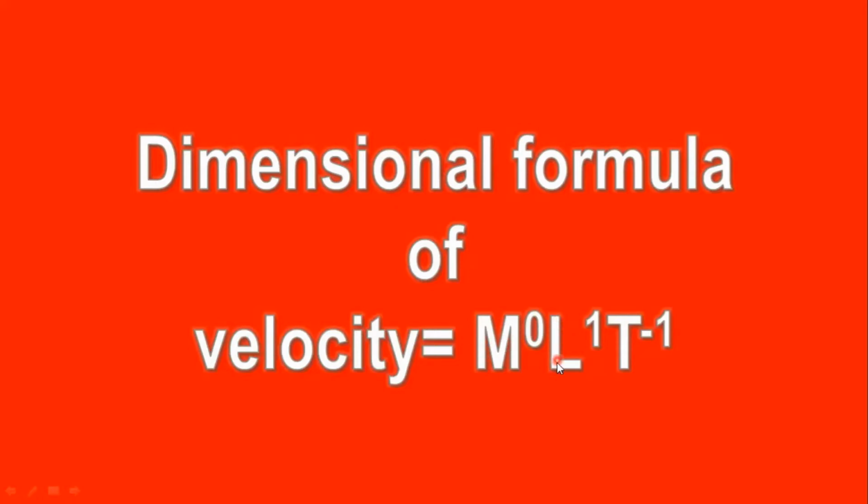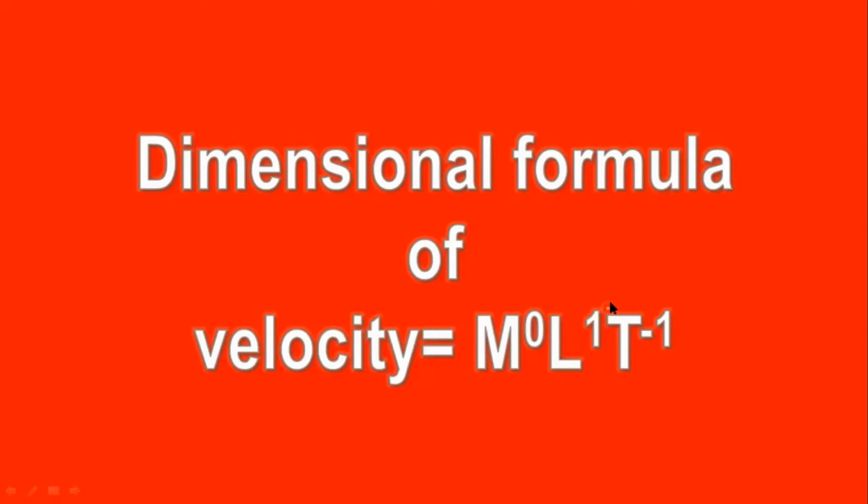Velocity is given by the formula d over t. Here d is the displacement, and displacement is a length, so its dimension is capital L. Since it is d over t, d is involved only one time, so L comes with the power 1.